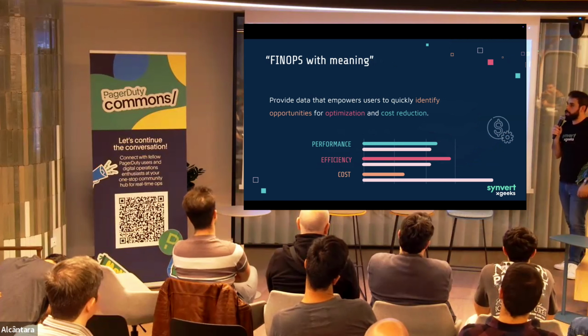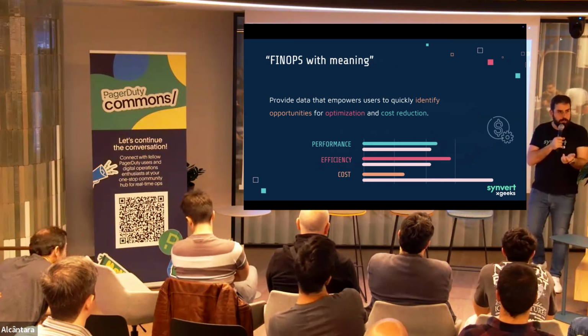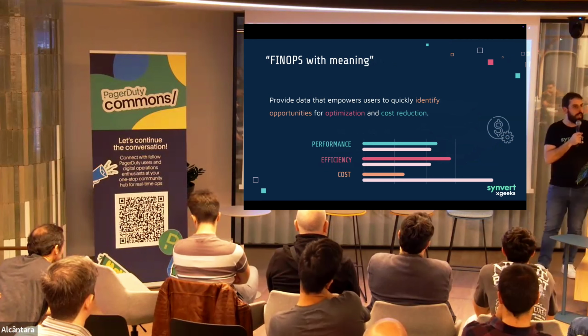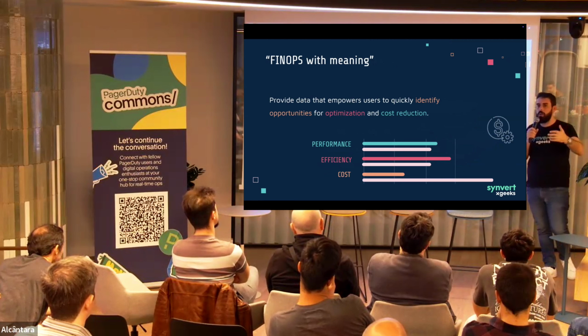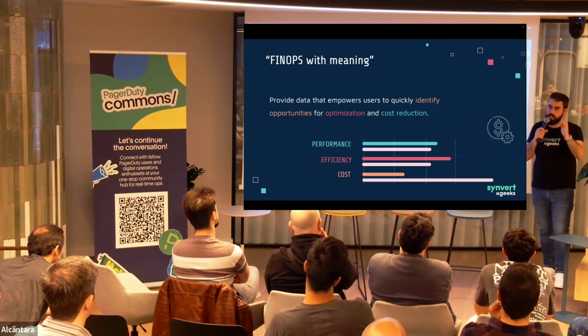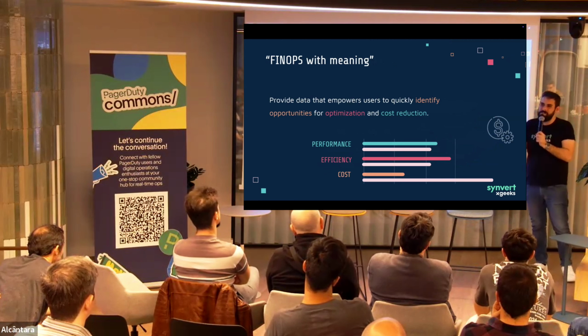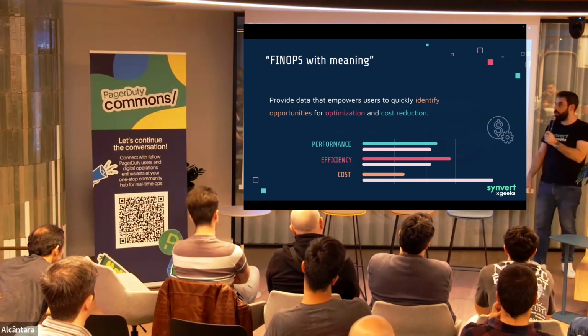And FinOps with meaning. So nowadays we have some feedback, okay, in terms of cost. So we say, okay, this job that you had running for the last 6 hours had an estimated cost of 100 euros. Doesn't matter. But that doesn't say anything nowadays, right? It's like, okay, what should I do?